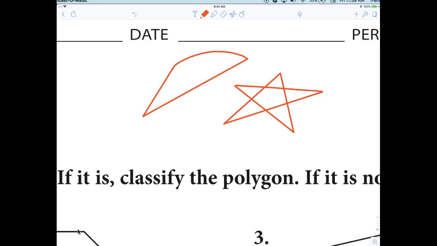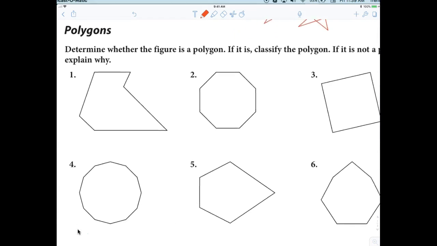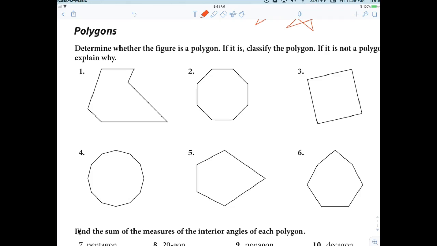Now, when you classify it, you're going to classify it by the number of sides. Can anybody tell me what a one-sided polygon looks like? There's no such thing. Two-sided polygon? No. So the first polygon is considered a triangle. The triangle has 3 sides.